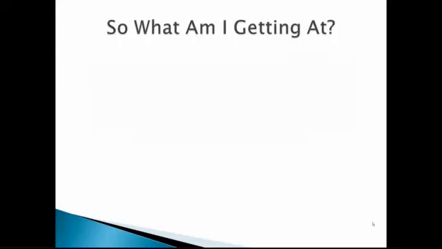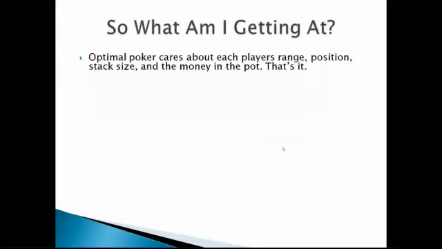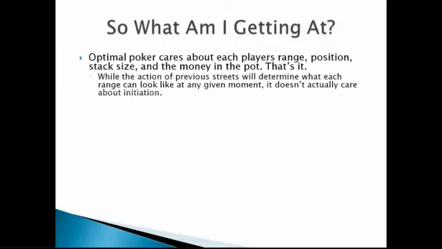So what am I getting at? Optimal poker cares about each player's range, position, stack size, and the money in the pot. That's it. While the action of previous streets will determine what each range can look like at any given moment, it doesn't actually care about initiation. The reason optimal poker would care about what happened on previous streets is simply that the action of the previous streets will tell you what your range and your opponent's range can look like.